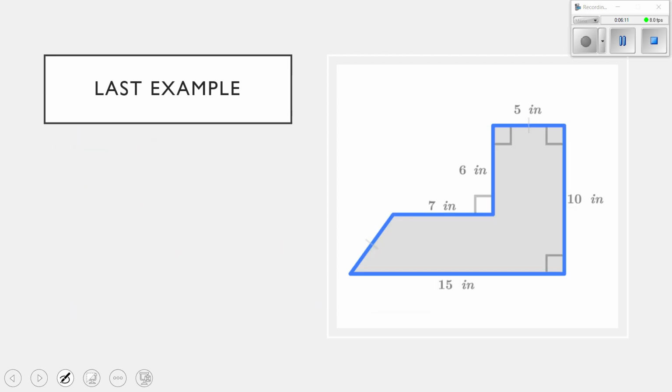This is going to be the last example, and I'm going to show you 2 different ways to do it. One in which we split it into normal looking shapes. I'm actually going to split it into pretty small shapes. This one, this one, this one.